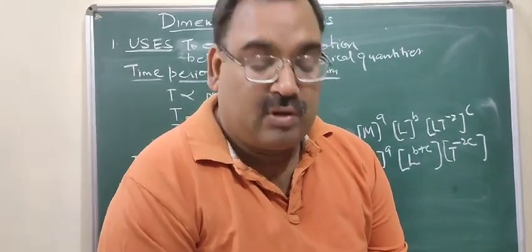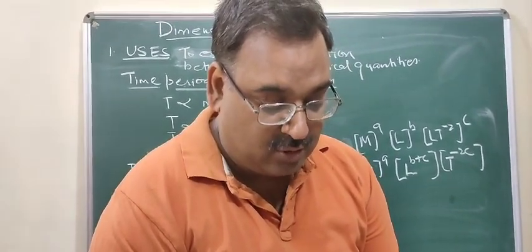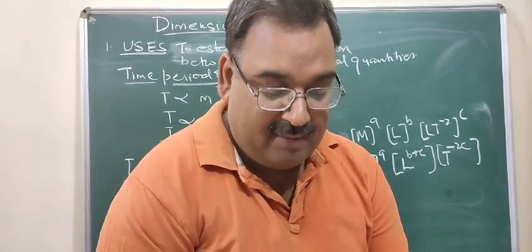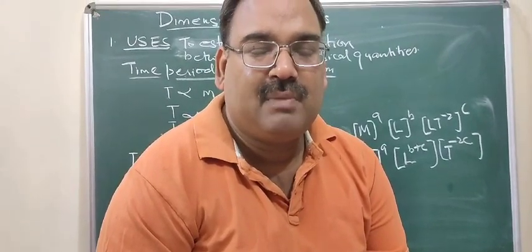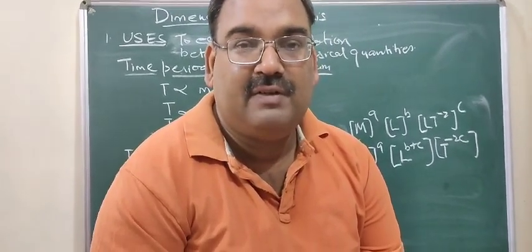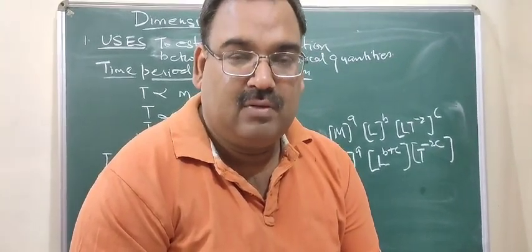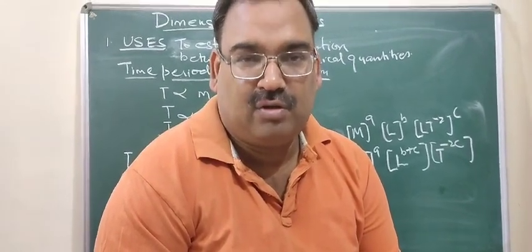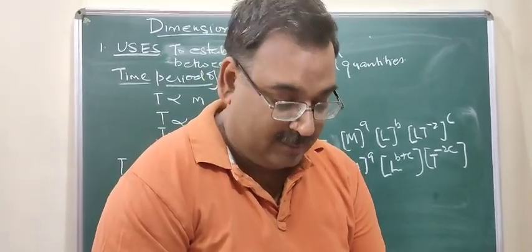Now if the quantity depends upon more than 3 factors, then the relationship among them cannot be established, because we can have only 3 equations by equalizing the power of M, L and T only. So we have taken only 3 variables, mass, length and time. So we can get only 3 equations, and if the value depends upon more than 3 factors, then it cannot be calculated. Okay, and if the value is dependent upon 4, then we cannot get the formula for this quantity.